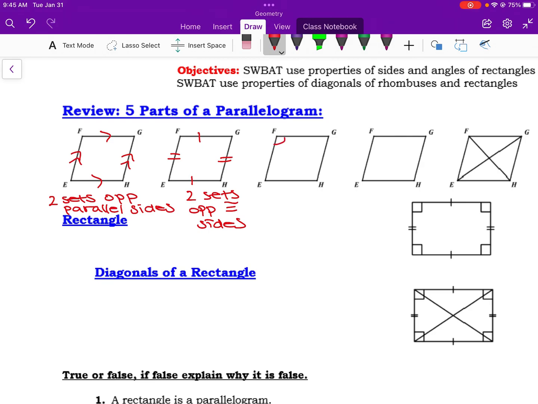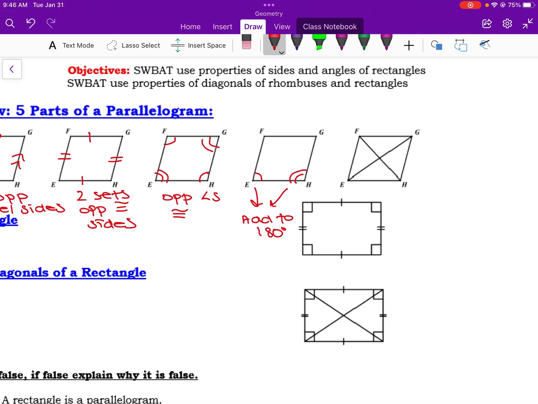We know that opposite angles are congruent. So opposite angles are congruent. So the two sets would occur as F and H, and then angles E and G. Angles that are consecutive or adjacent to one another add to 180, so they are supplementary. It's another property. And then we know that finally our diagonals bisect one another. So diagonals bisect each other.